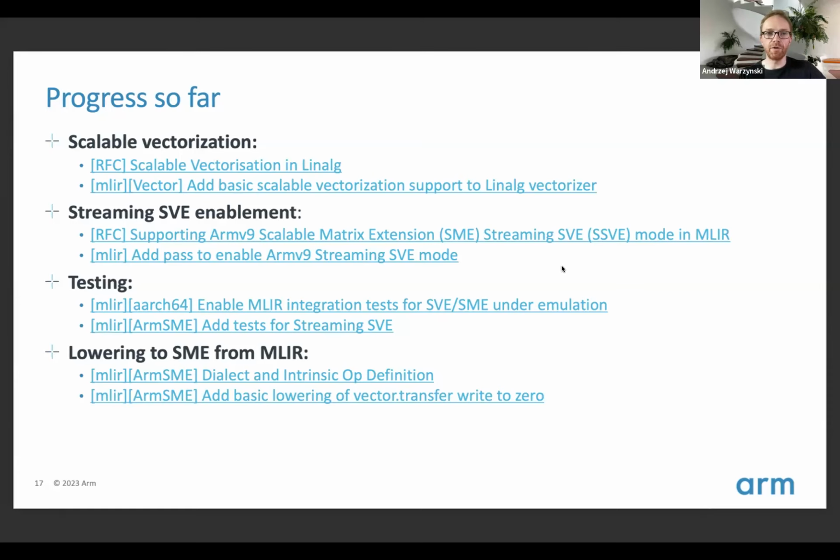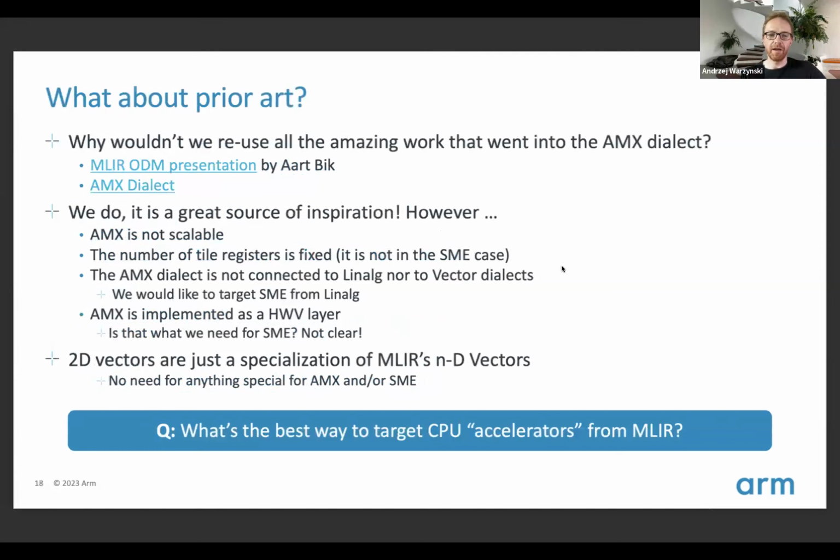I have one more slide, a bit of a digression, but I wanted to make sure that we also cover prior art because I started by asking this generic question, like what's the best way to support CPU accelerators from MLIR? I think it's worth looking at other examples, AMX being the most notable one. That was added by Art a while ago, and you might be wondering why not reuse what's been done over there. So my answer to that is we are reusing that.